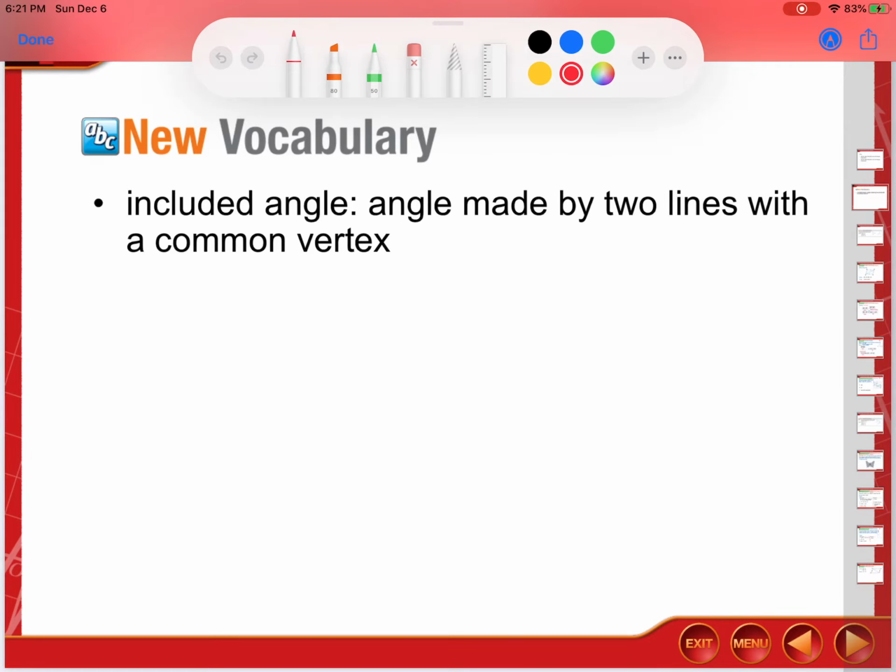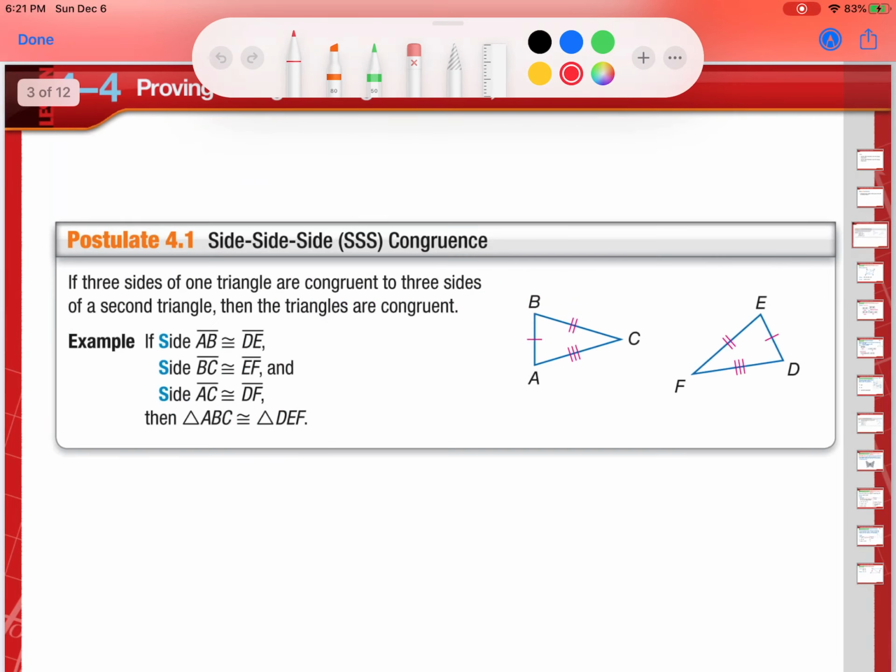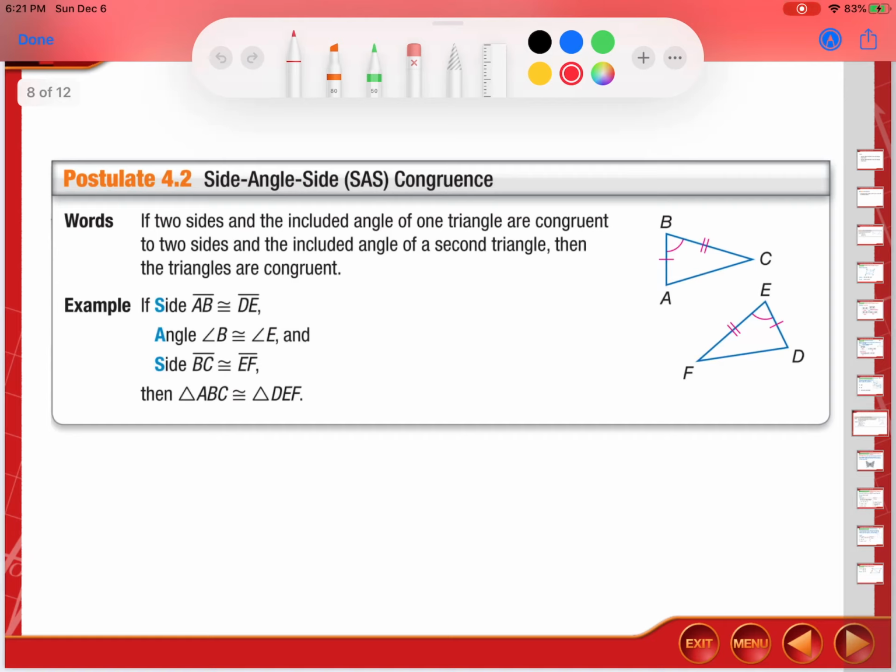An included angle is the angle made by two lines with a common vertex. We'll get into that a little bit more. So that's side. Where is side angle side? So side angle side is the SAS one. And so essentially this is where you'll see the included angle.